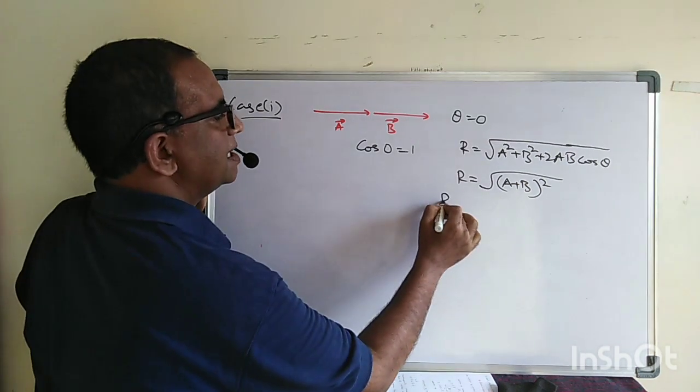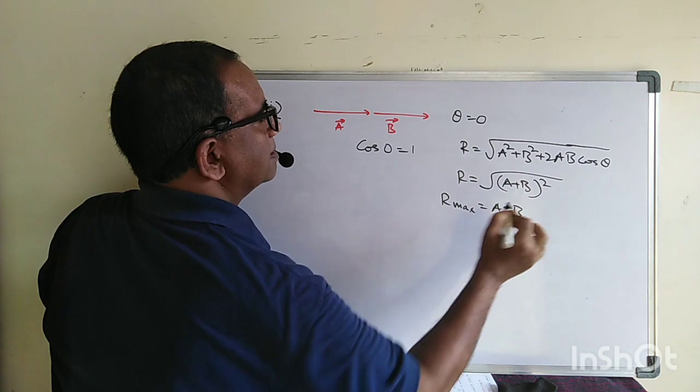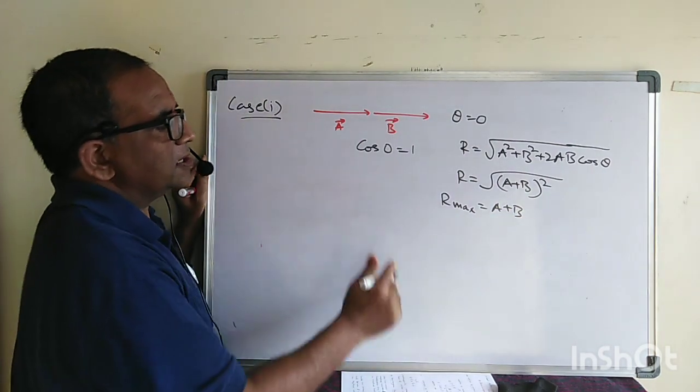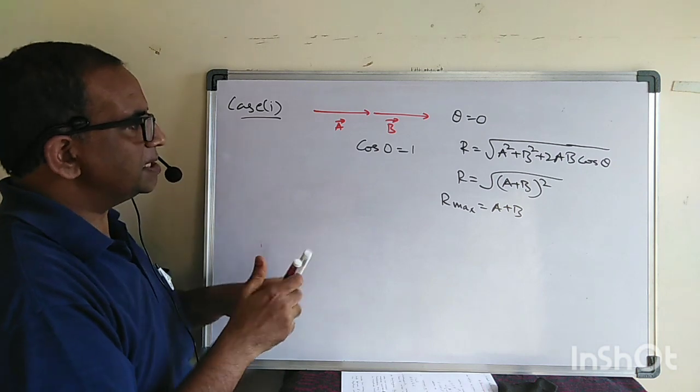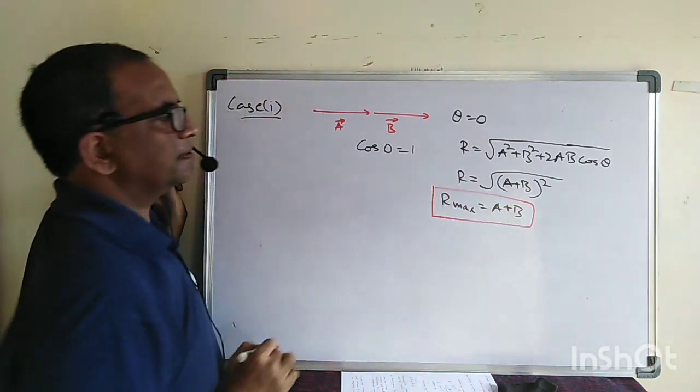Therefore, what is the resultant here? The maximum resultant is nothing but a plus b. That means if two vectors are in the same direction, then what is the maximum resultant? The maximum resultant is nothing but a plus b.